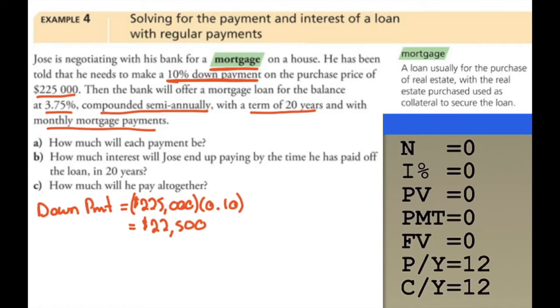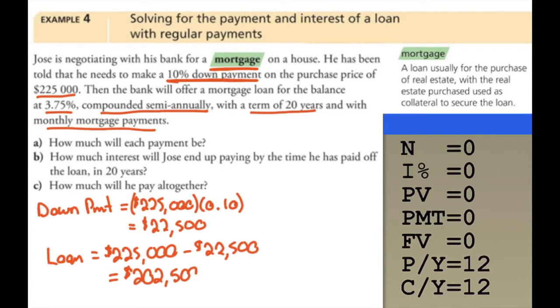This allows us to find the actual loan amount, which would be the $225,000 purchase price of the house minus the $22,500 that Jose needs to have in his account, meaning the loan itself will be for $202,500. That in the calculator is the PV.